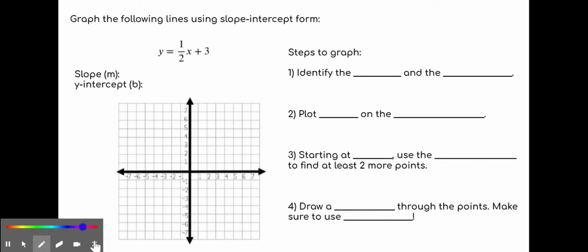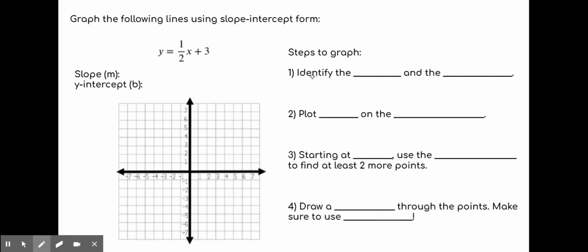So our real goal today is to be able to graph a line when it's in slope-intercept form. Okay, so here's y equals 1/2 x plus 3. We've done this just a little in class, but now we're going to make it official. Okay, so here are your steps. Fill in the blanks as we go, and then do the graph on your paper.